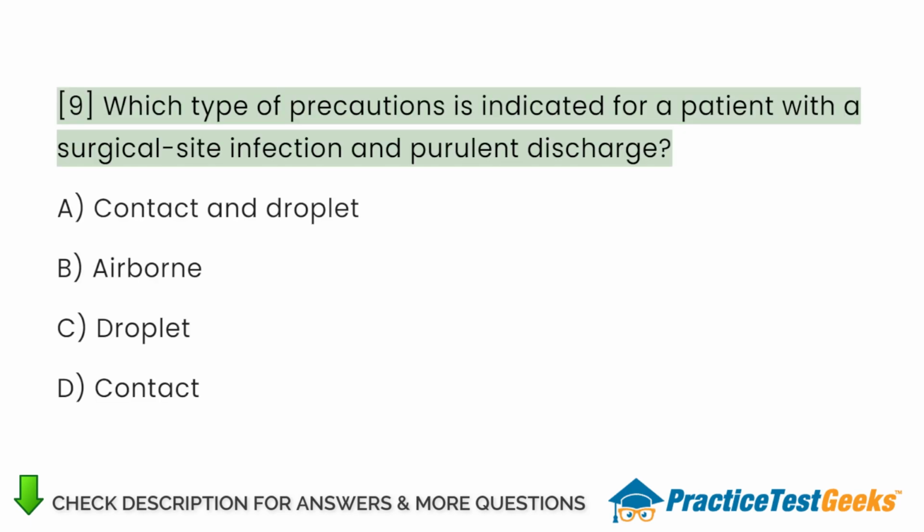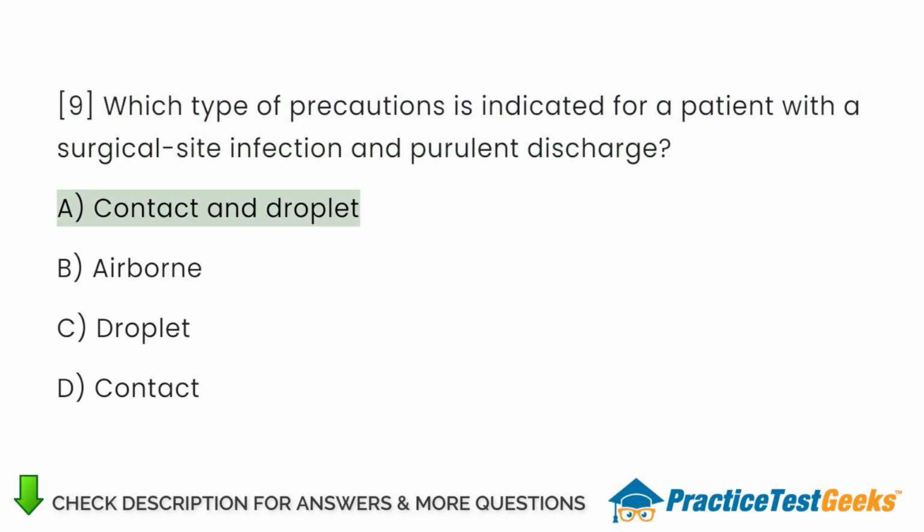Which type of precautions is indicated for a patient with a surgical site infection and purulent discharge? A. Contact and droplet. B. Airborne. C. Droplet. D. Contact.